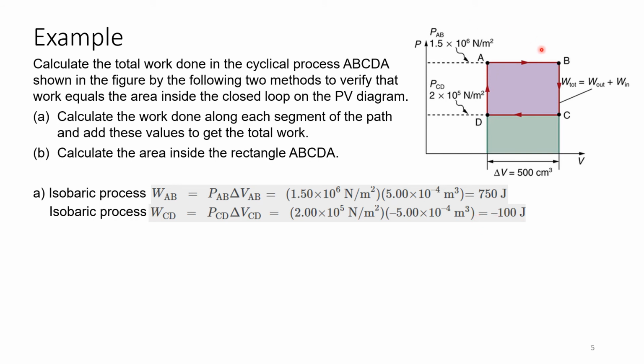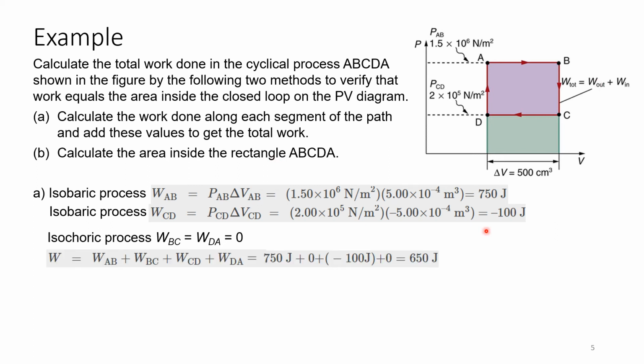For the isochoric processes BC and DA, where the volume of the gas does not change, the work done by the gas is 0 for both. So the total work done by the gas is all four segments added together. So we have 750 plus 0 plus negative 100 plus 0, and we get 650 joules.